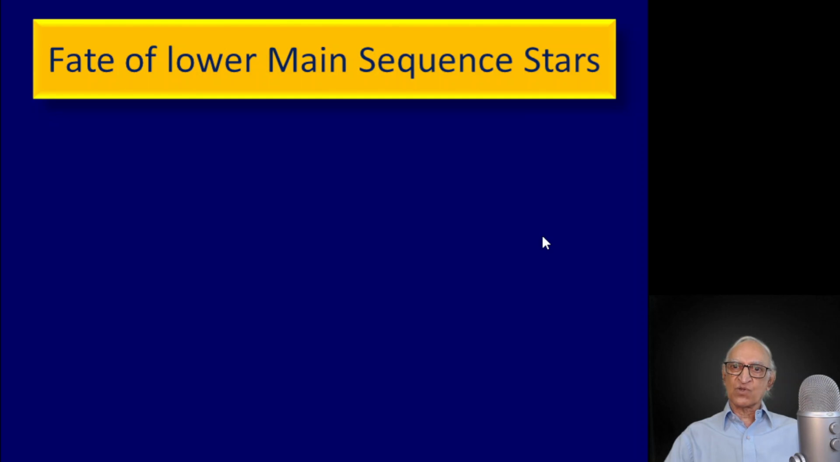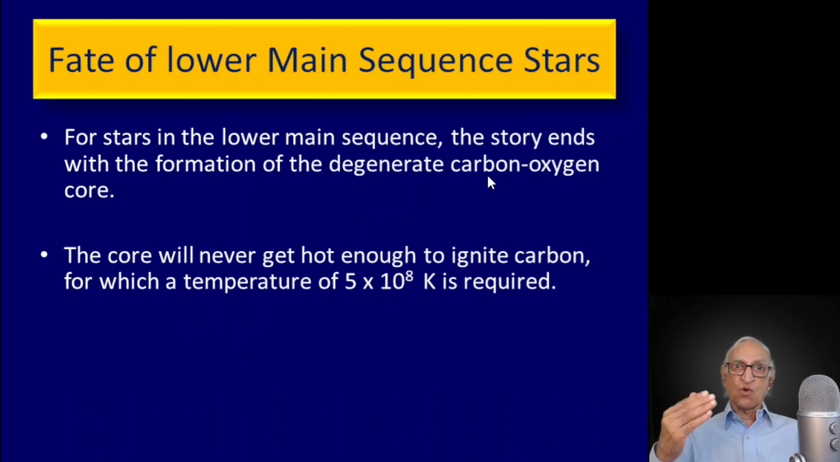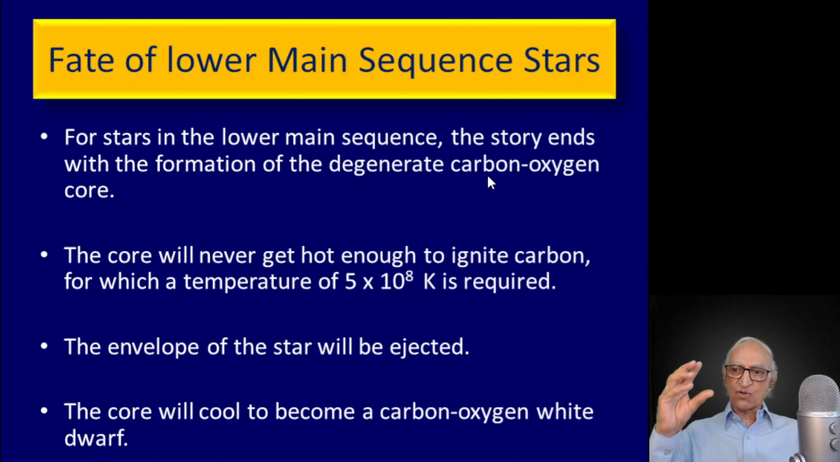So let's summarize the fate of the lower main sequence stars such as the Sun. For the stars in the lower main sequence, such as the Sun, the story ends there. Where does it end? With the formation of the carbon-oxygen core. The core will never get hot enough to ignite carbon. The core will never reach a temperature of 500 million Kelvin. This is what detailed calculation shows. The envelope of the star is ejected because of a pulsational instability in the star. The core will cool to become a carbon-oxygen white dwarf.